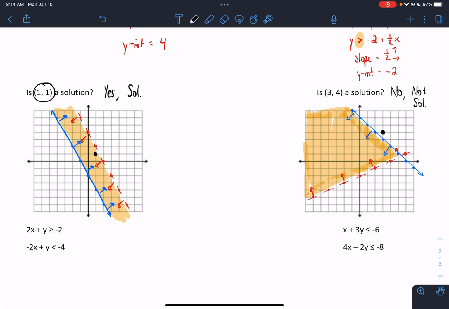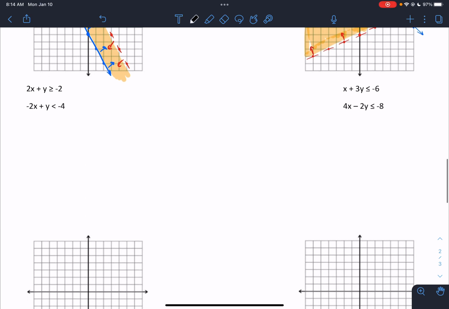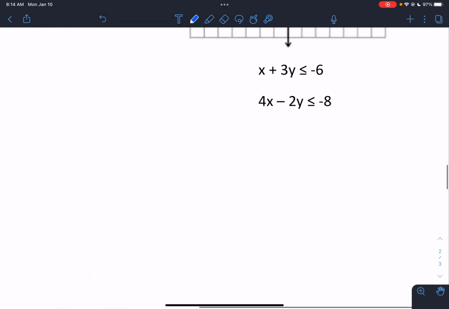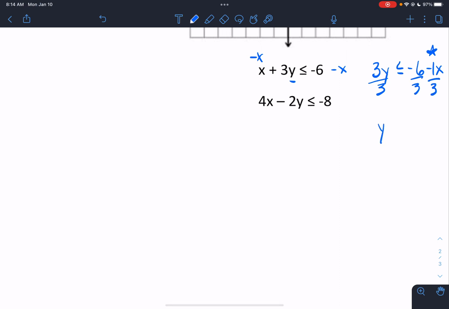I'm just going to do one more problem, the bottom right-hand problem, then I'll be done. So again, first I want to get my y by itself, subtract the x to the other side. I get 3y is less than or equal to negative 6 minus x, and I am going to put a 1 in front of there, just because when I divide everything by 3, I need to make sure that I understand that there's a 1 in front. So y is less than or equal to negative 2 minus 1/3 x.